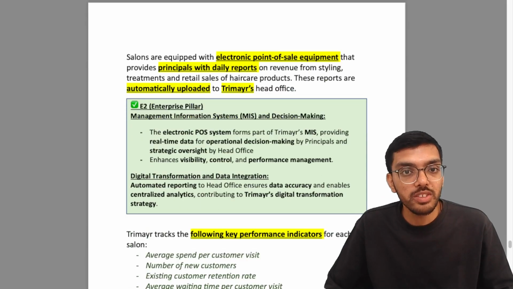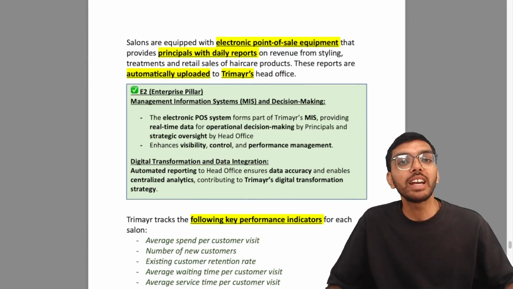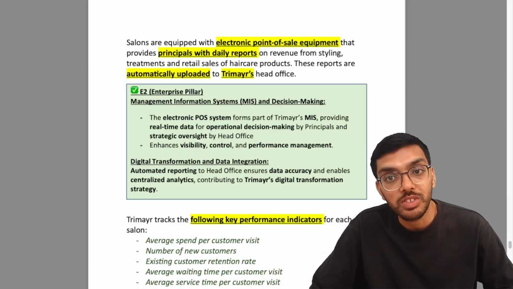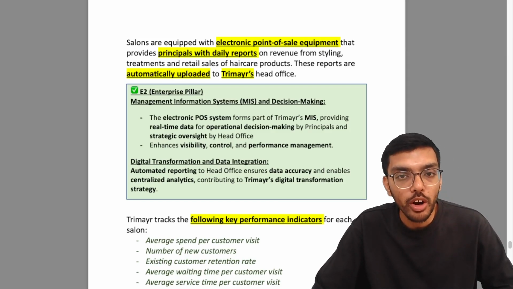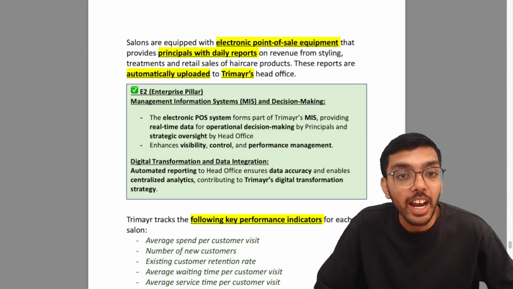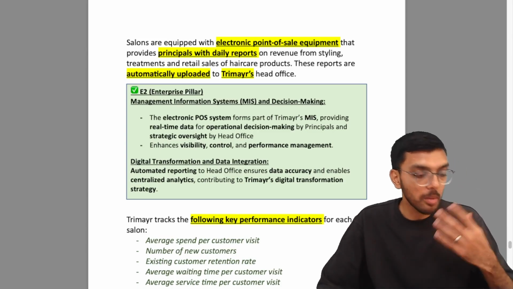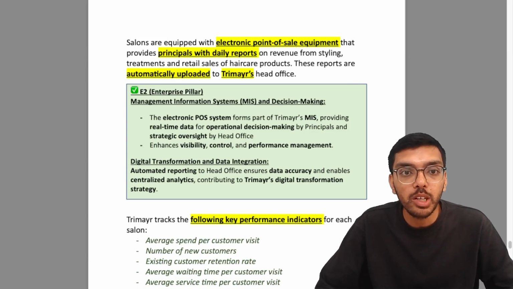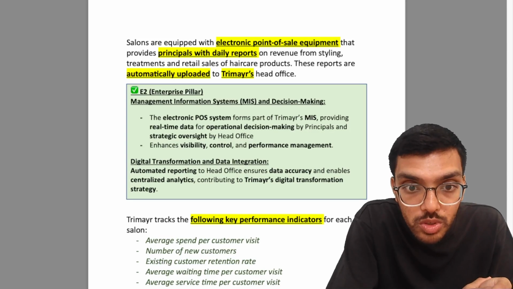Next, salons are equipped with electronic point of sale equipment that provides principals with daily reports on revenue from styling, treatments, and retail sales for healthcare products. These reports are automatically uploaded to Trimayr's head office. A management information system is coming to the fore over here. Digital aspect coming to the fore over here because an electronic point of sale system is being used.